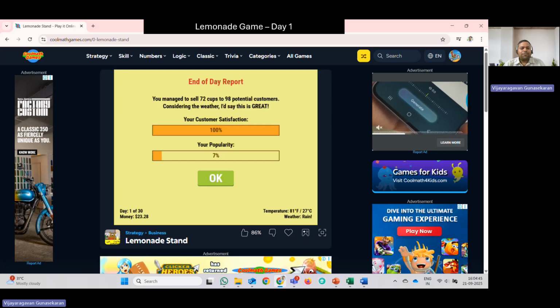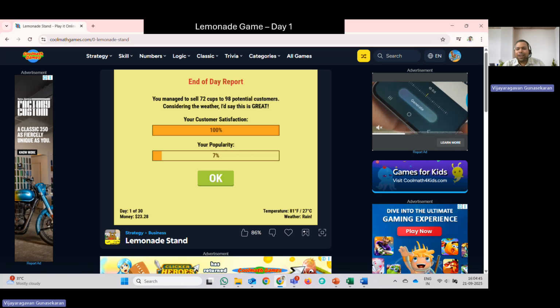Okay, this is the Lemonade game day one end of day report. For this external presentation assignment, this is a Lemonade stand game from the Cool Math Lab platform. It is a 30-day business simulation that challenges players to make real-time business decisions by adjusting pricing, inventory, recipes, basis the weather conditions and customer satisfaction.